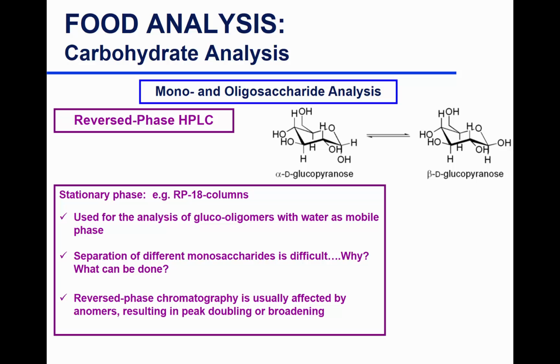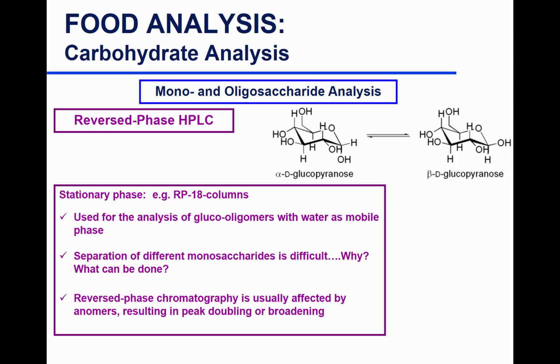Think about your chemistry background a little bit. Yes? They are very similar in polarity. They don't want to stay on the column a long time. So the elution time is really fast, and when you have fast elution time, you have poor resolution. So you want them to be retained somehow on the column.